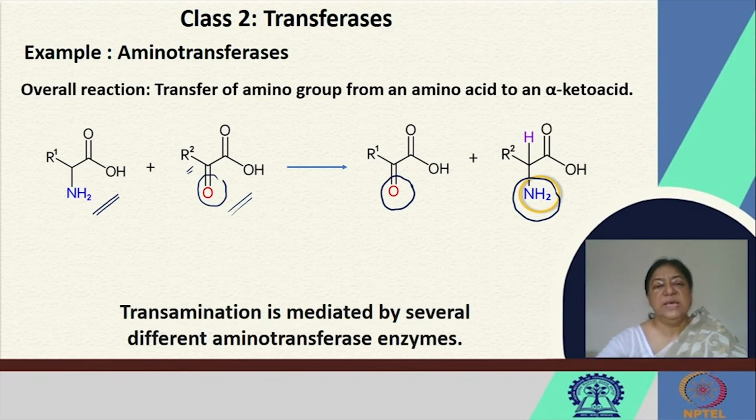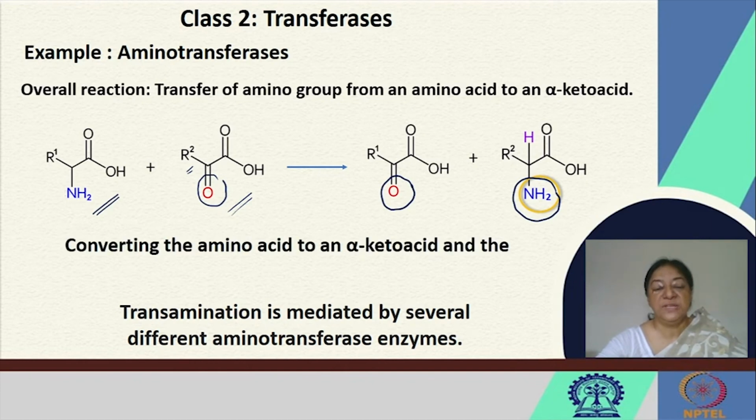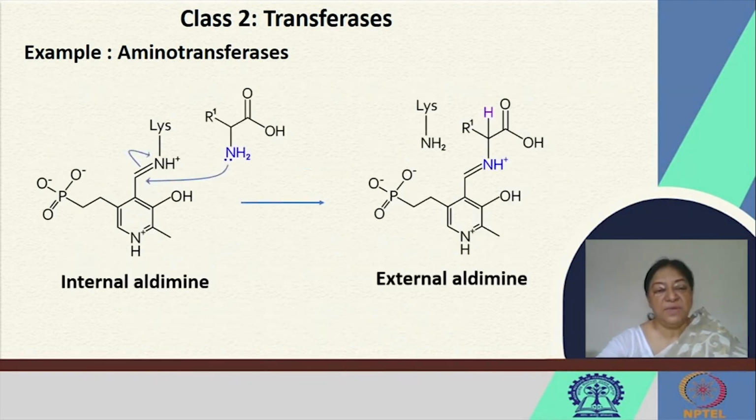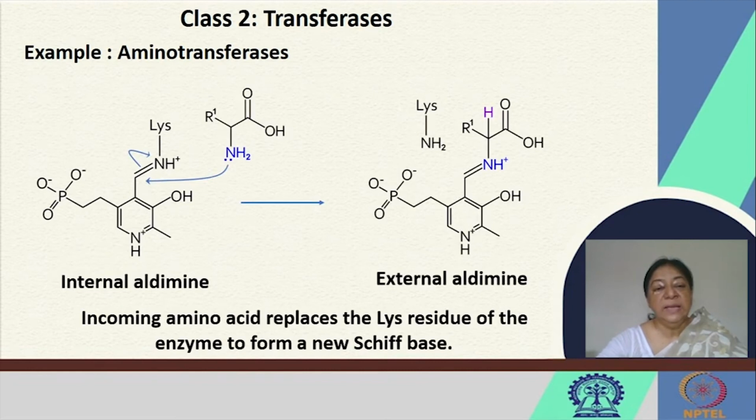Transamination, the process, is mediated by several different aminotransferase enzymes, and as we saw, it is converting the amino acid to an alpha keto acid and the alpha keto acid to an amino acid. In the step that we have here, there is an incoming amino acid that replaces the lysine residue of the enzyme to form what is called a new Schiff base.